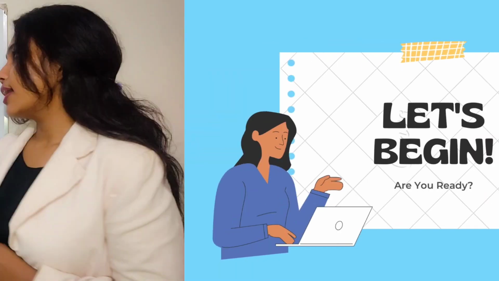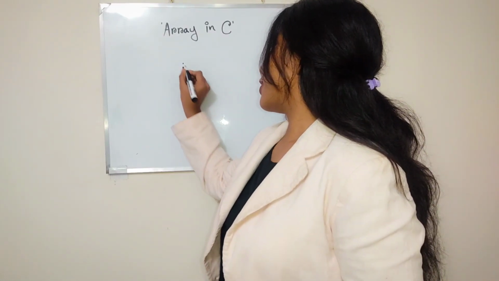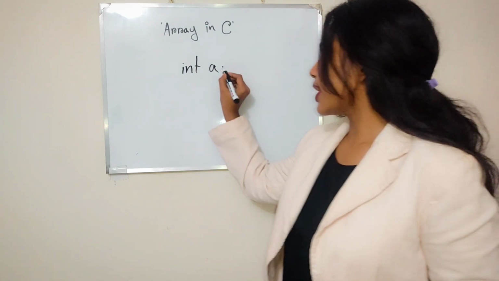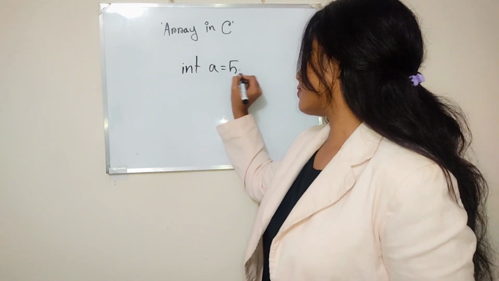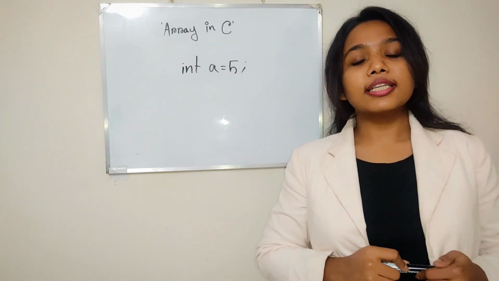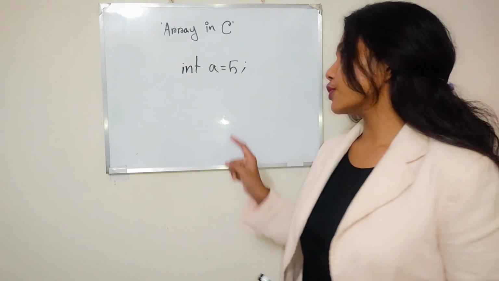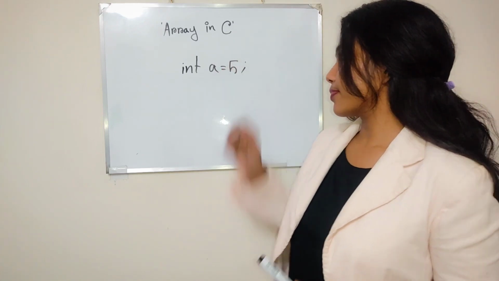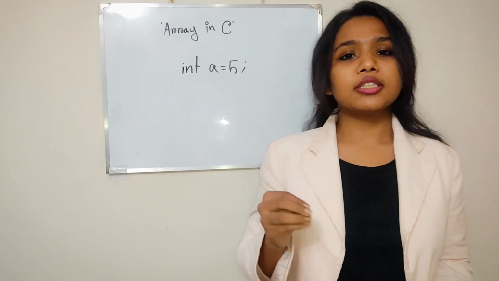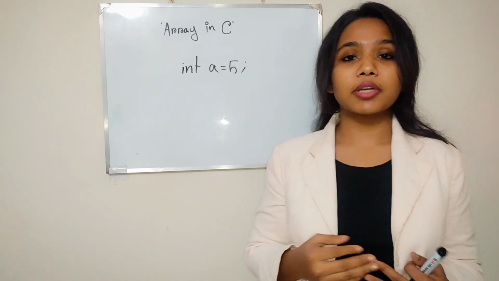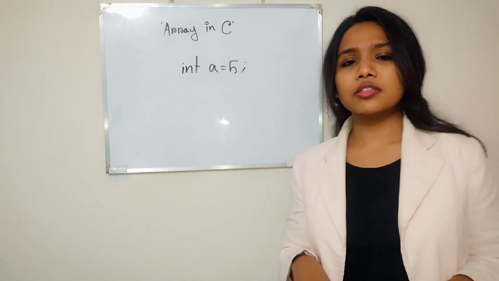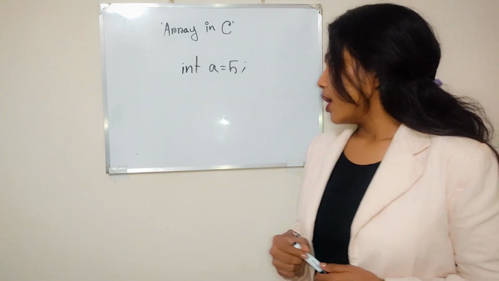So let's begin. Now let's say we have a variable a and the value of the variable is 5. So what the compiler or the machine does is it allocates a portion of the memory for storing the value of a. The memory differs from machine to machine. Sometimes it could be 2 bytes and sometimes it could be 4. So that's not really our concern of today's class. Today we'll learn about array.